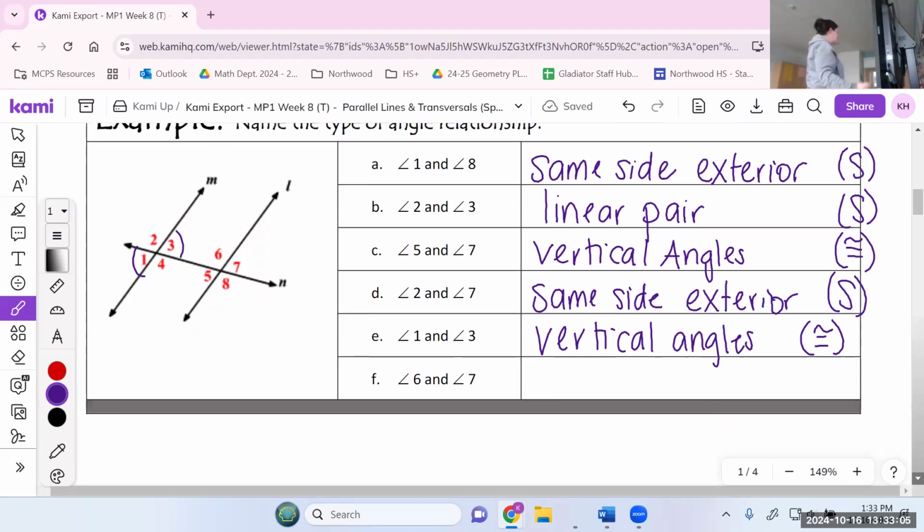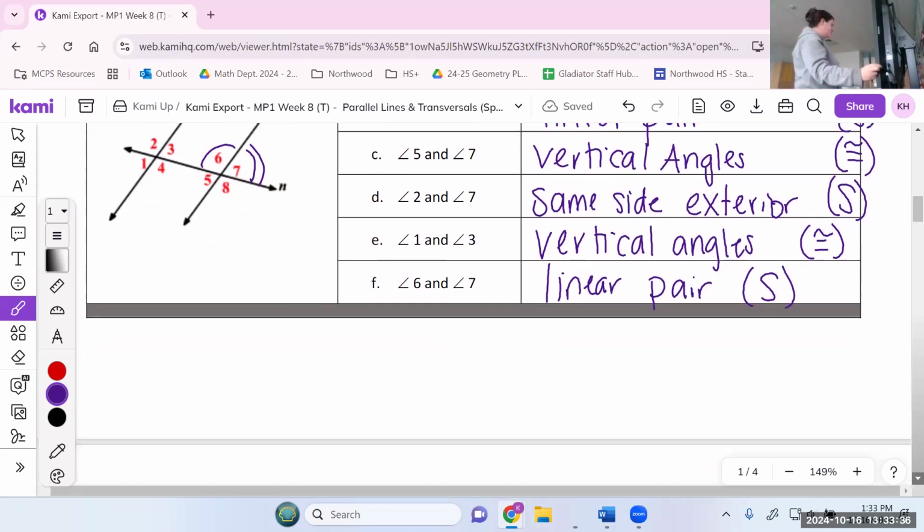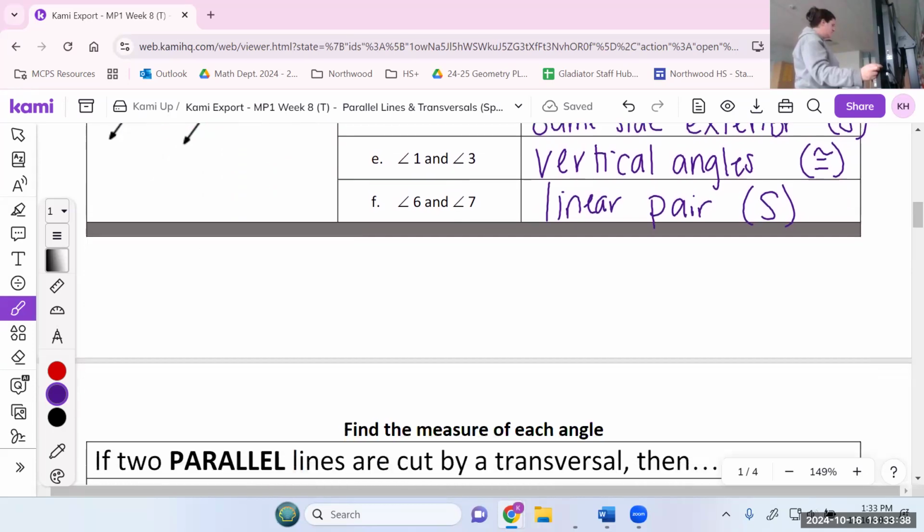All right, we have 6 and 7. 6 and 7 are right next to each other. We've got a 6, we've got a 7. Maybe by my marking, they're not congruent. They are a linear pair. And those linear pairs always add to 180, so they're supplementary. The parentheses is not really necessary, but I think it's helpful to really get ourselves in that rhythm. All right, so find the measure of each angle.